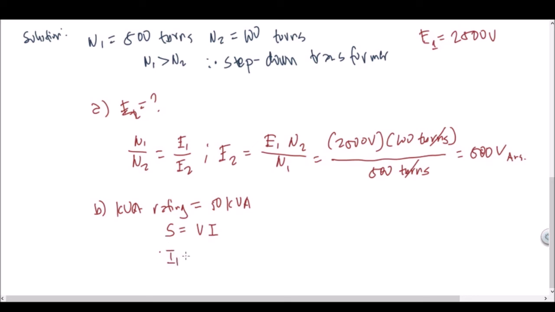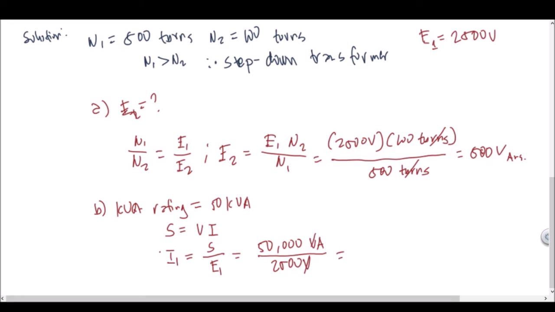I sub 1 is equal to S over E sub 1. Now our S here will be the kVA rating. So we just substitute that one: 50 kVA, or 50,000 volt-amperes, over our given E sub 1, which is 2500 volts. The volts cancel out, so we are left with amperes as our unit.